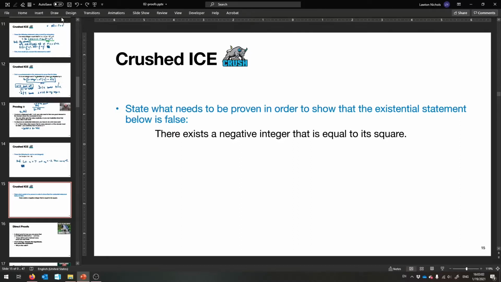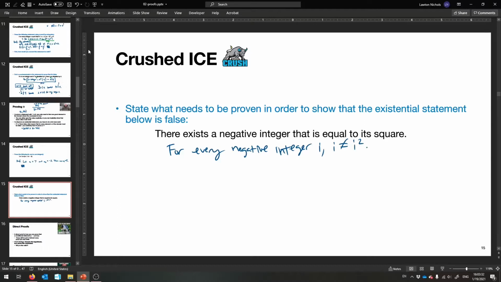So this is one of those that you can probably do in English. So there exists a negative integer that is equal to its square. The opposite of that, to show that it's false, is: for every negative integer, it must not be equal to its square. I is not equal to I squared.